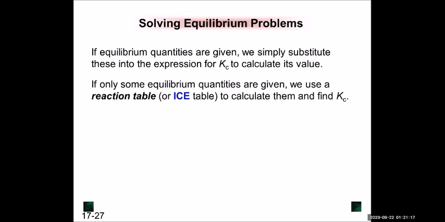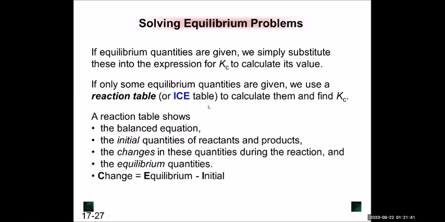And then we look at the change. We look at the change of each reactant and product. And if we know the change, then we will know the amount of each reactant and product at equilibrium. And that's the ICE table. The ICE table is based on the reaction stoichiometry.